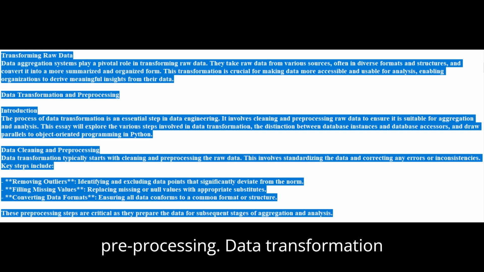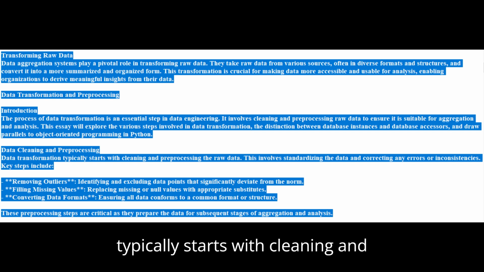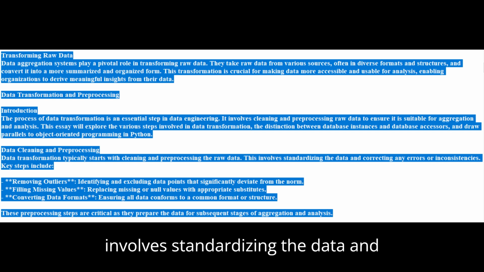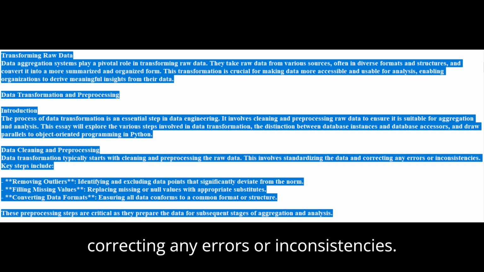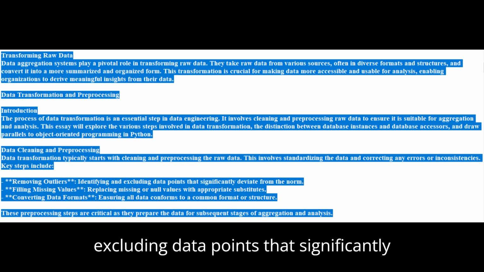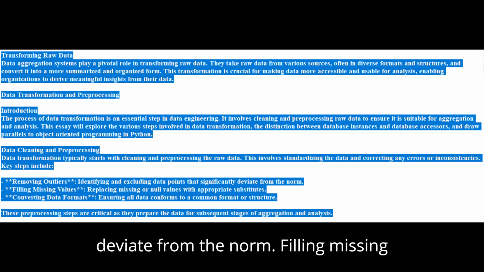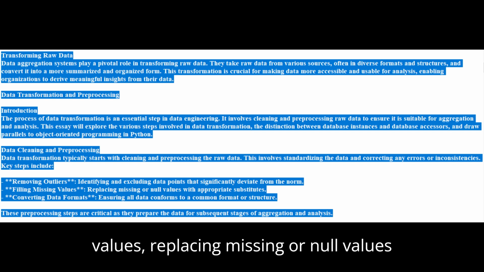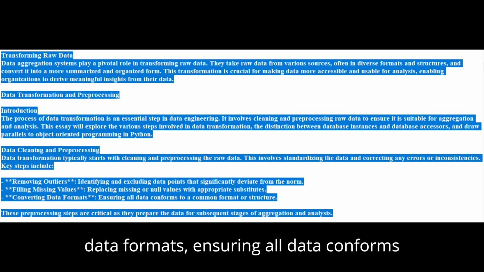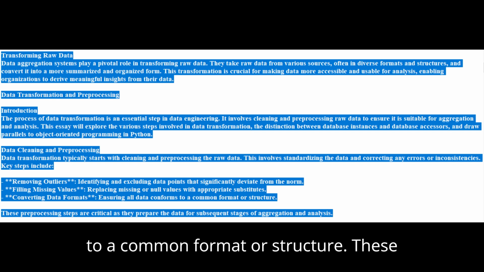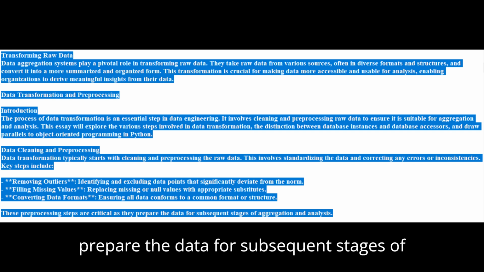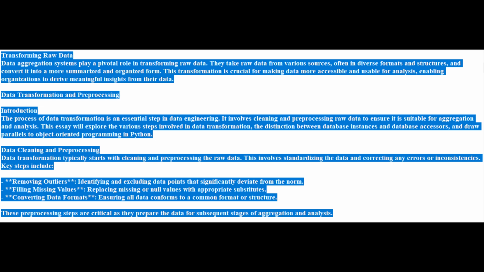Data cleaning and pre-processing. Data transformation typically starts with cleaning and pre-processing the raw data. This involves standardizing the data and correcting any errors or inconsistencies. Key steps include removing outliers, identifying and excluding data points that significantly deviate from the norm, filling missing values, replacing missing or null values with appropriate substitutes, and converting data formats, ensuring all data conforms to a common format or structure. These pre-processing steps are critical as they prepare the data for subsequent stages of aggregation and analysis.